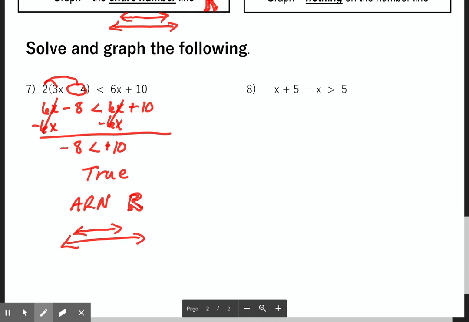So immediately, if you look on the left side here, this will cancel out. You have a positive x and a negative x cancel out. Okay? So you're going to bring down 5 greater than 5. Well, is 5 greater than 5? No, 5 is equal to 5. So this is false. So therefore, this will be no solution. You could put a circle with a line through it, and then you won't have anything graphed.